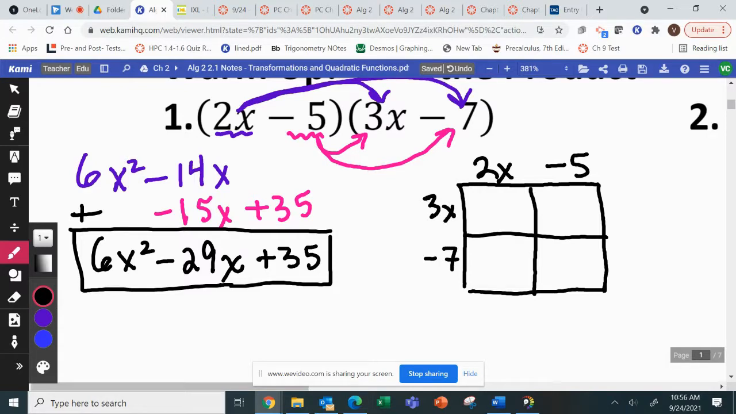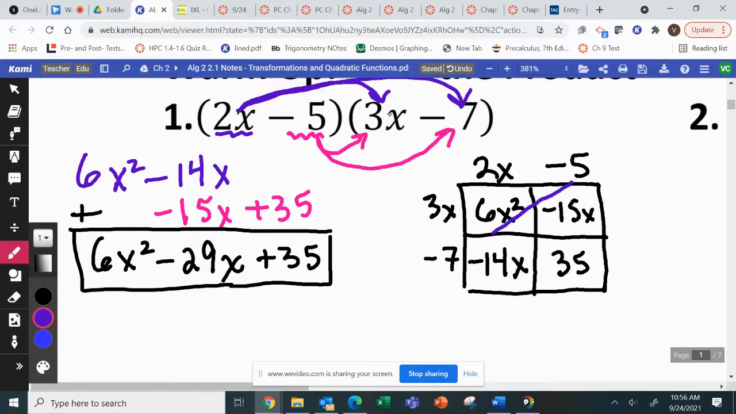And so we multiply. It's kind of like multiplying area. We do 3x times 2x, which is 6x squared. Then for this box, I'm doing 3x times minus 5, which is minus 15x. I do 2x times minus 7, which is minus 14x. And then in the fourth box, negative 5 and negative 7 is positive 35.